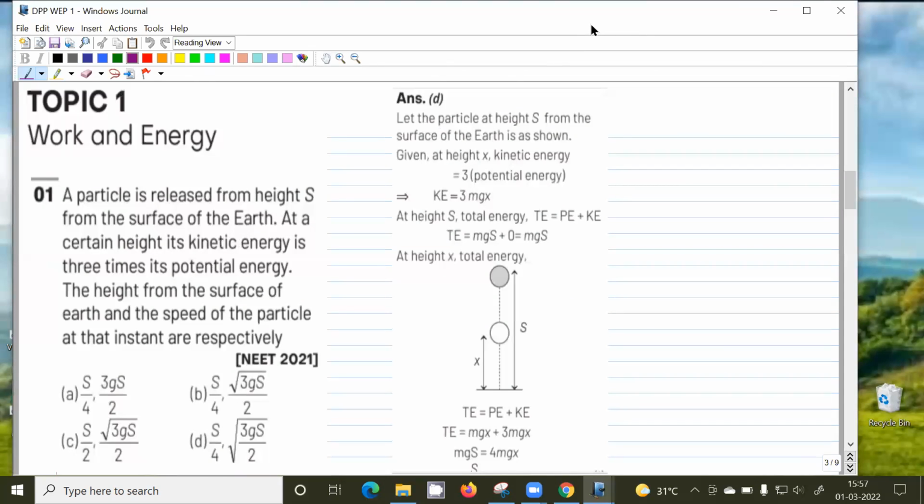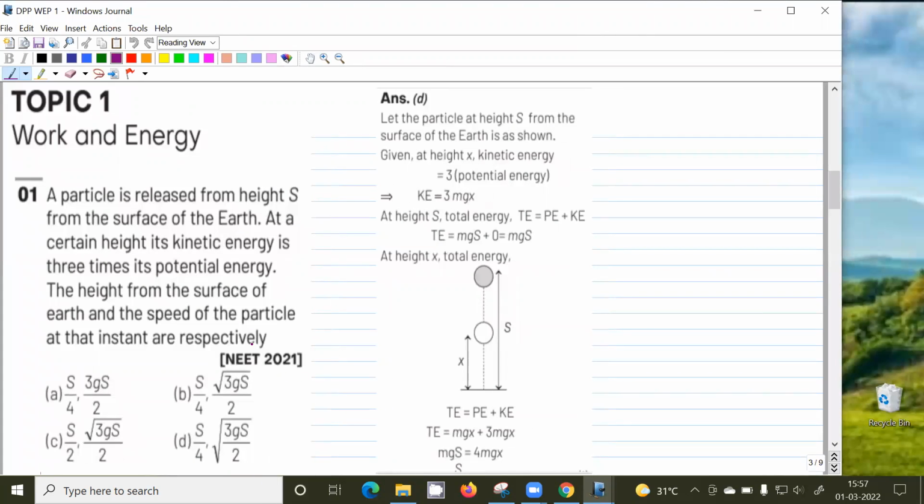So this is a 2021, very recent. Just see whether you can answer this question. The particle is released from a height s from the surface of the earth. At a certain height, its kinetic energy is 3 times its potential energy. The height from the surface of the earth and the speed of the particle at that instant are respectively. So it should be a simple question. You just have to use the definitions.